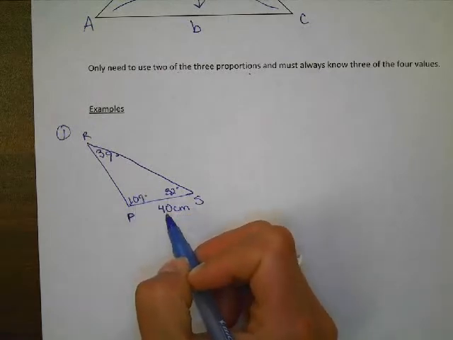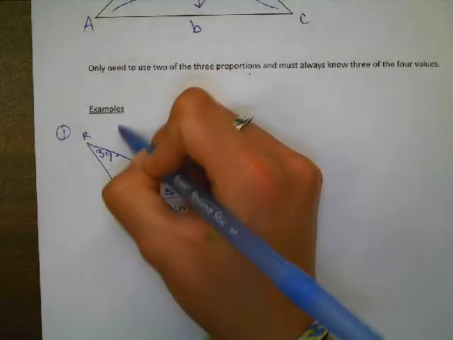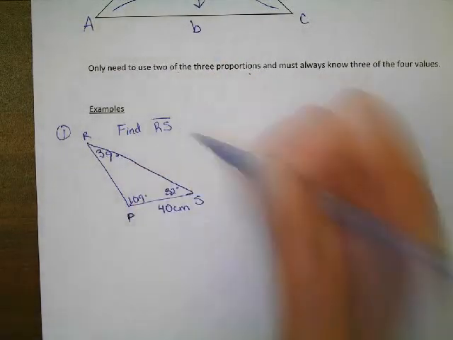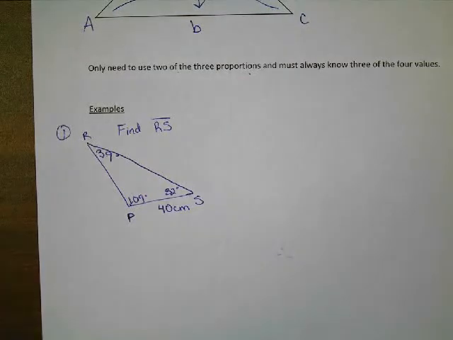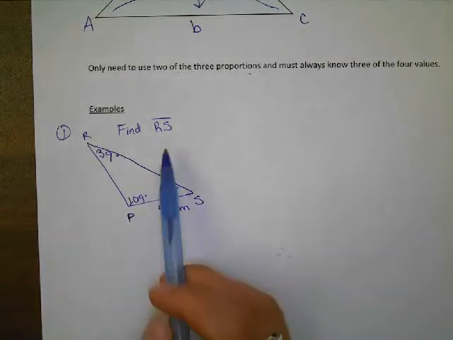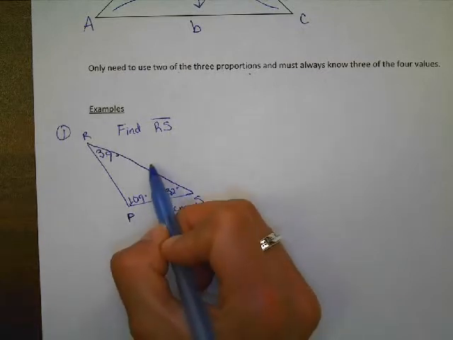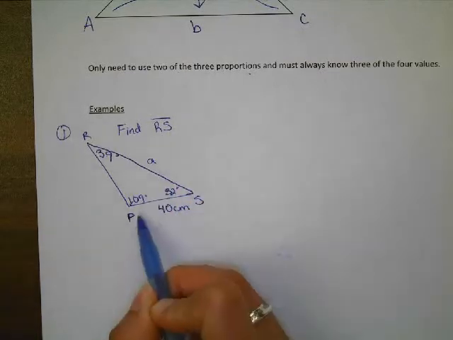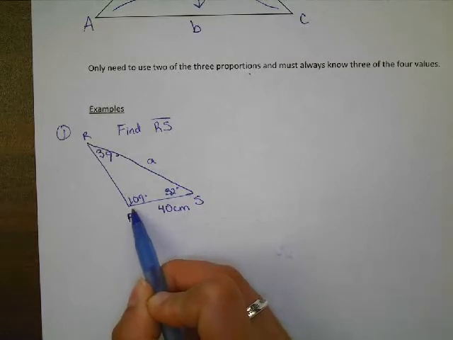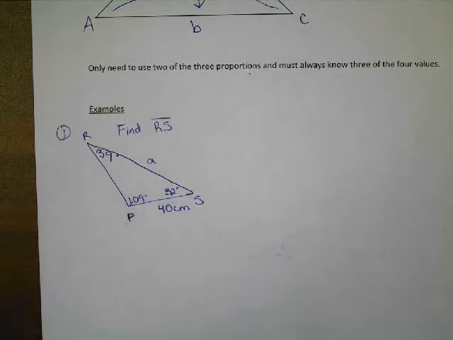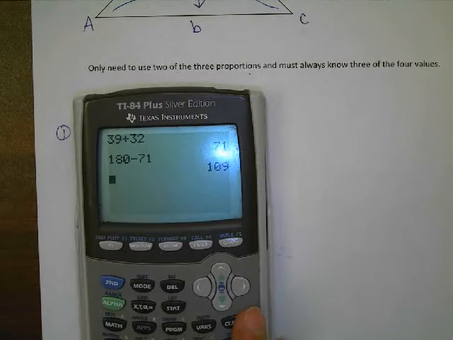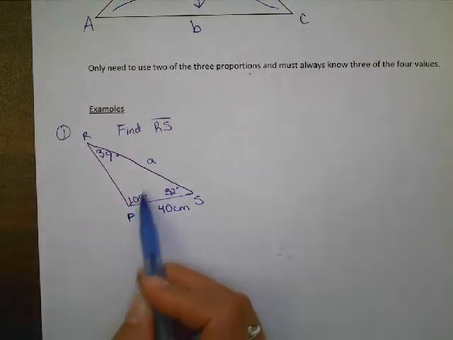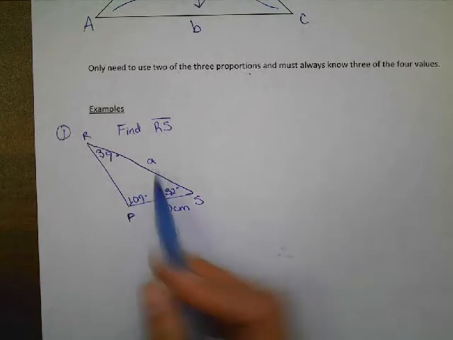Now what we are looking for here is the length R to S. Okay, so we want to know how long side RS is. Well, if we wanted to find side RS, let's call that A, then in order to find A, I need to know what the opposite angle is. Well, luckily, I already figured that out. That's what we did in our calculator here. So now that I know what that angle is, I can figure out what that side is.